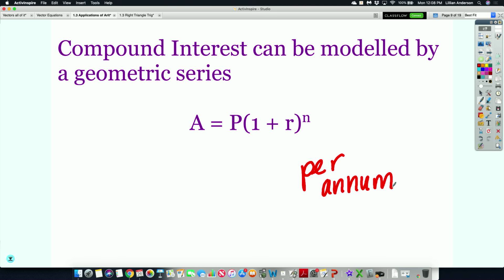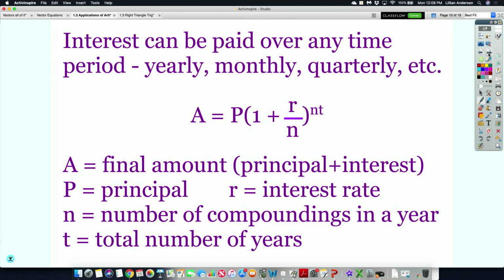So in those cases, you're not going to be able to use this general formula because this only applies if it only hits one time a year. So if you're paid over any time period, like I said, yearly, monthly, quarterly, then you want to use that formula that you see there. Okay? And this is the formula that's in your reference booklet. None of the other ones are in your reference booklet. Okay?